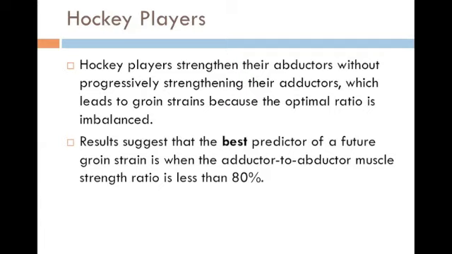Hockey players strengthen their abductors without progressively strengthening their adductors, which leads to growing strains because the optimal ratio is imbalanced. Results suggest that the best predictor of a future groin strain is when the adductor to abductor muscle strength ratio is less than 80%.